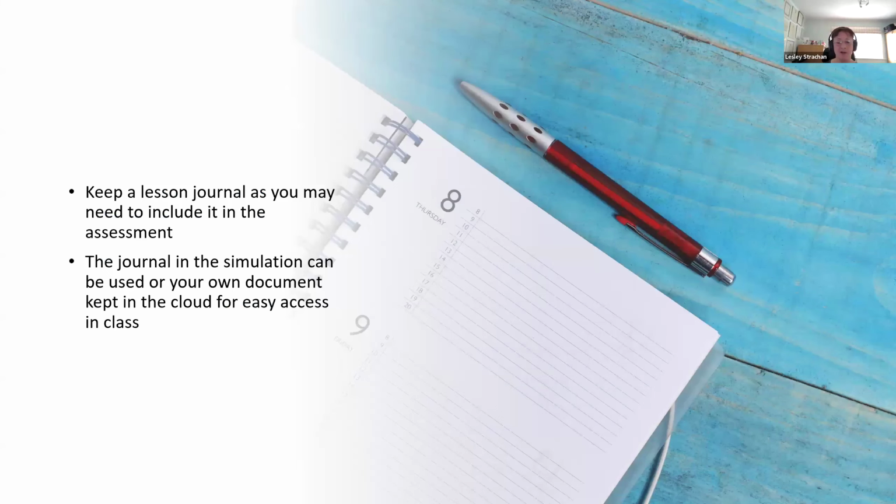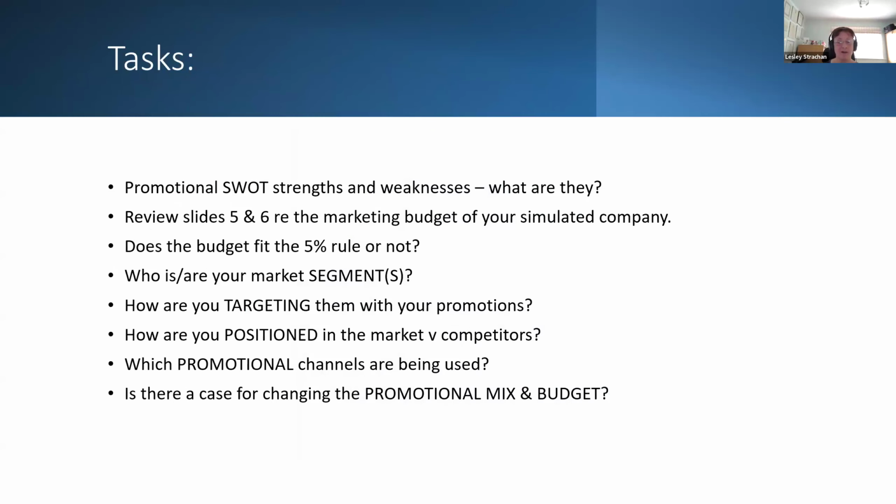So that's it. So the tasks I want you to complete, if you didn't complete them in class, is to do a promotional SWOT, strengths and weaknesses. What are they? Review slides 5 and 6 in this slide deck. Read the marketing budget of the simulated company. Does the budget fit the 5% rule or not? Who is or are your target segment or segments? How are you targeting them currently with your promotions? How are you positioned in the marketplace versus your competitors? This might change from year to year. Which promotional channels are being used right now? And is there a case for changing the promotion mix and budget and running that through?